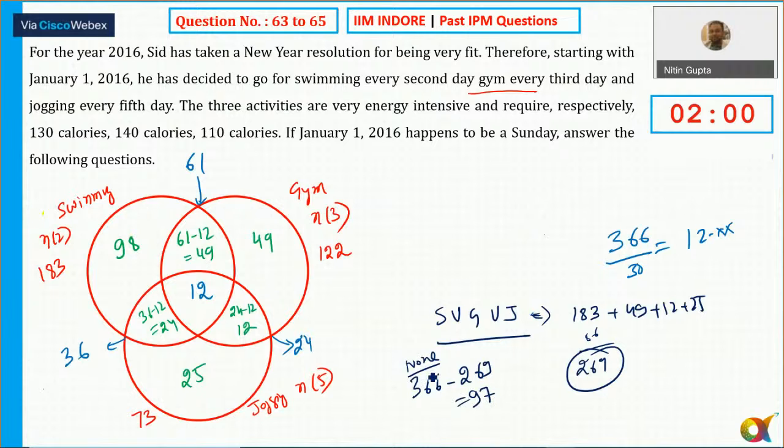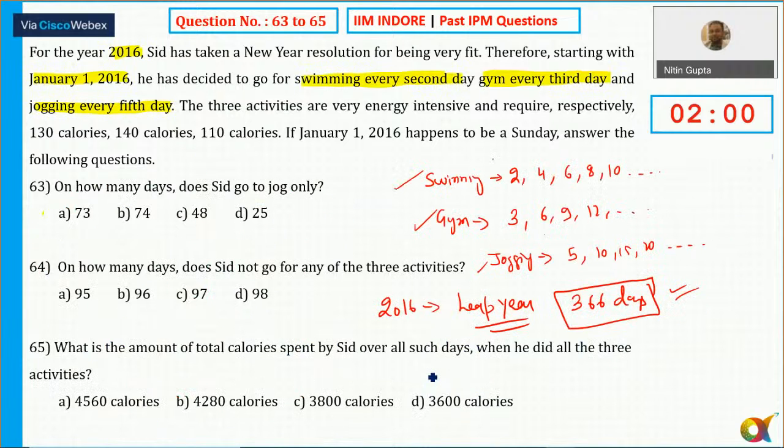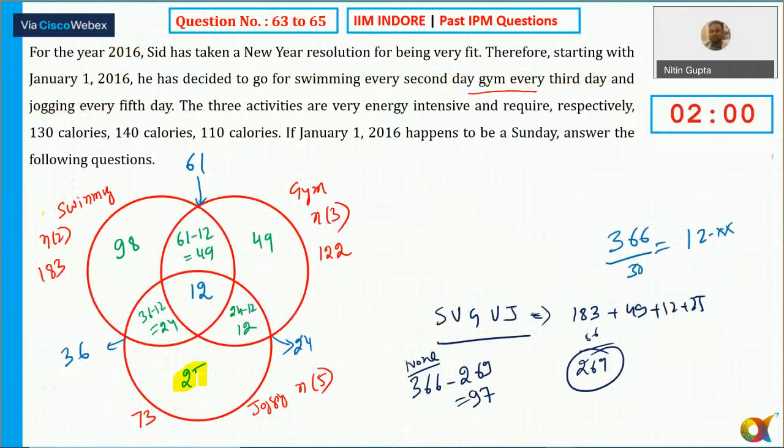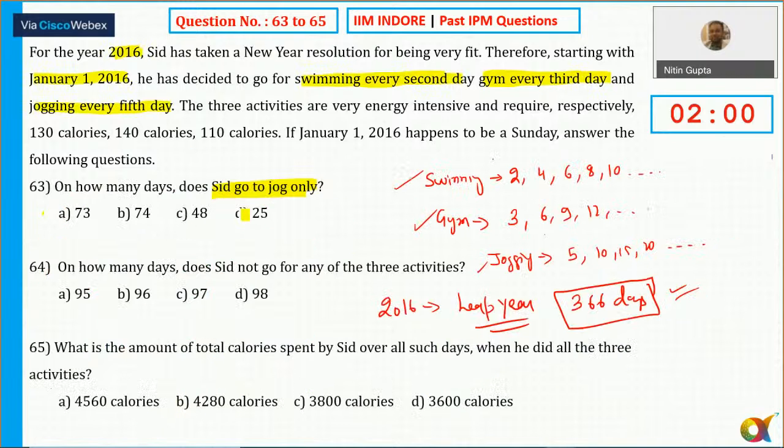So now let's go back to the question. The first question: on how many days did Sid go for only jogging? We have calculated only jogging is 25. So the answer is option D, 25. On how many days did Sid not go for any of the three activities? That is 97, which we have calculated, none.